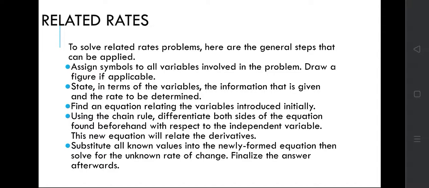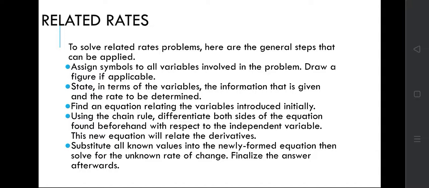So, to solve related rates problems, here are the general steps that can be applied to solve word problems about related rates. First, assign symbols to all variables involved in the problem. If applicable, draw the figure and sketch the variables and set up the equations. State in terms of the variables the information that is given and the rate to be determined. Ito yung find what is asked and state the given values. Find an equation relating the variables introduced initially.